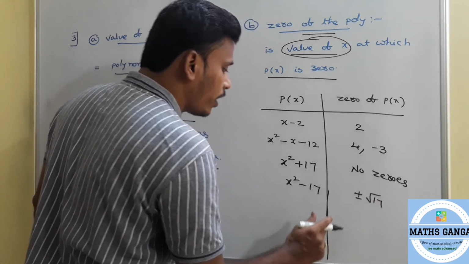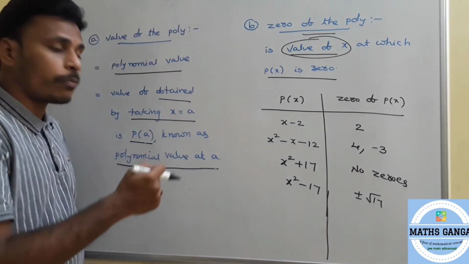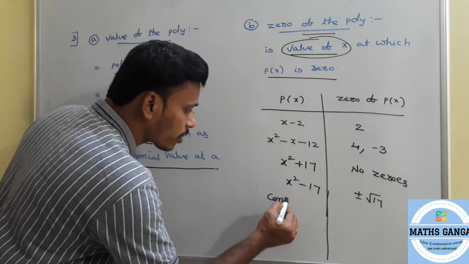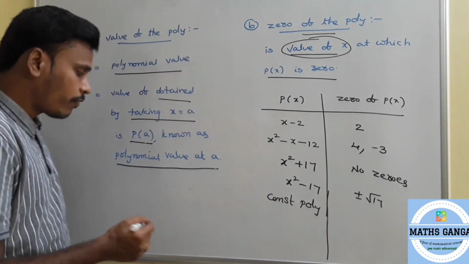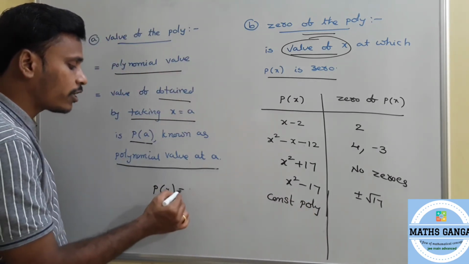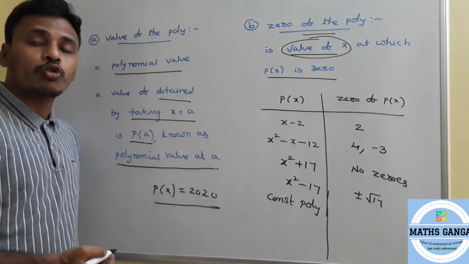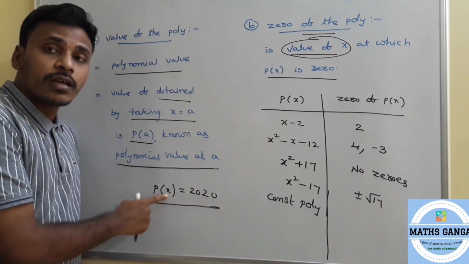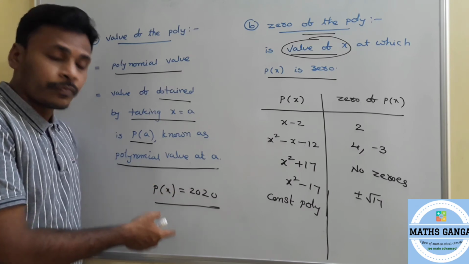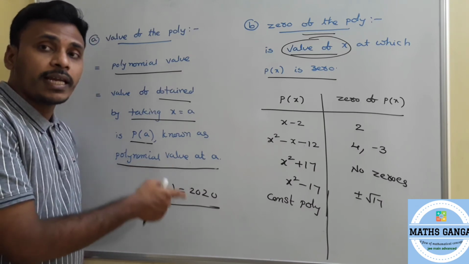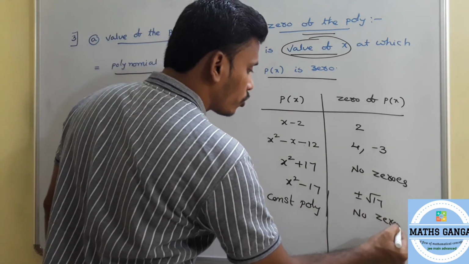So basically you need to know the definition. Zero of the polynomial is simply what? Value of x at which the polynomial is 0. Suppose I have a constant polynomial, then what do you say about its zero? Suppose you take a constant polynomial, as we mentioned in the previous point, like p of x is equal to 2002. P of x is equal to 2002 means what? Take any value in the place of x, the result is always 2002. x1, x2, x3, always it is 2002. No value of x will make it 0. And that's why for a constant polynomial again, there are no zeros.